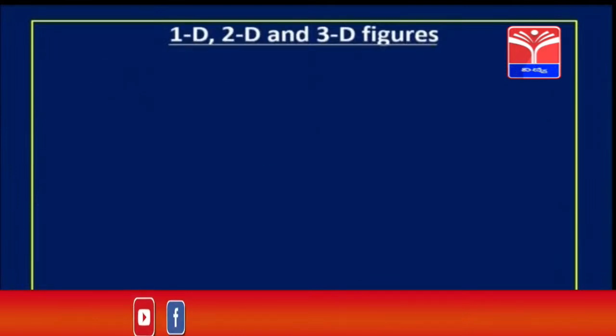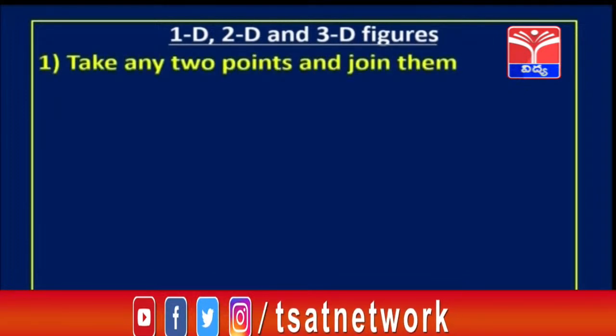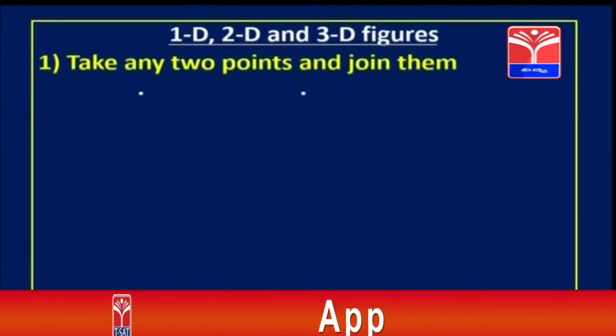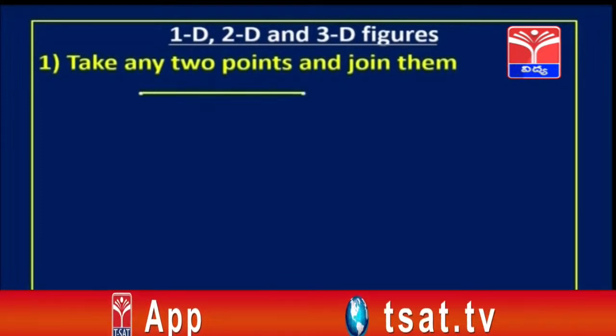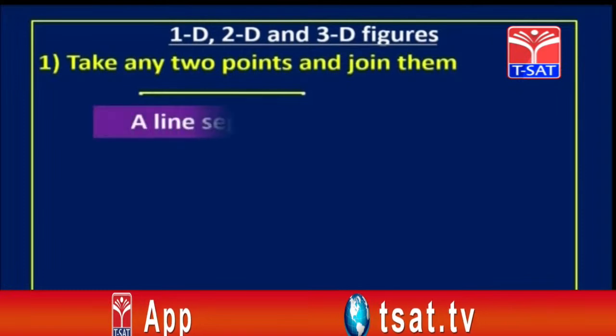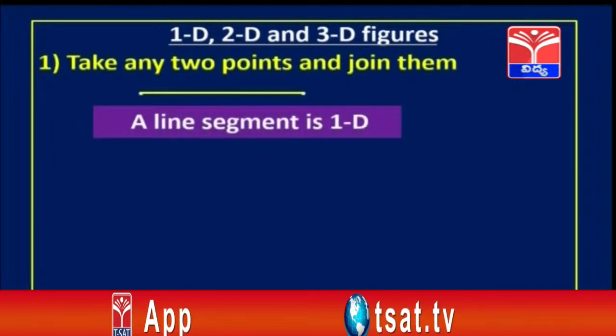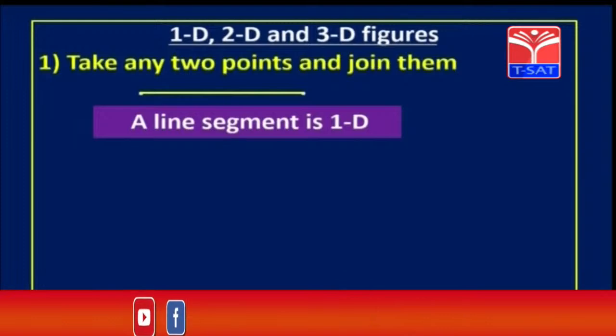Children, let us understand what are 1D, 2D and 3D figures. Take any 2 points and join them. Children, what you have to do? You take any 2 points and join them. You will get a line segment, right? So, a line segment is 1-dimensional, it has only 1 dimension.